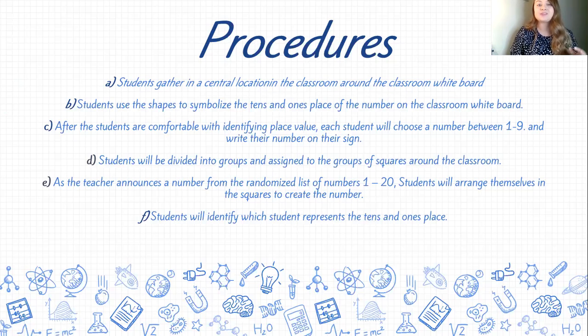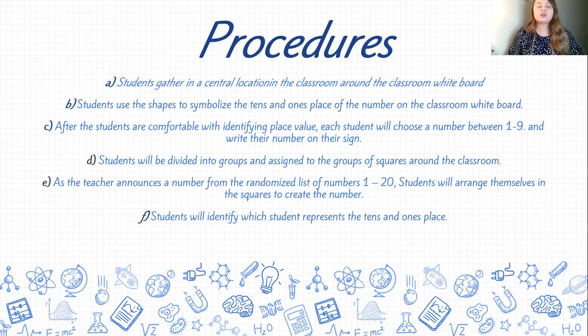As the teacher announces a number from the randomized list of numbers 1 through 20, students will arrange themselves in the squares to create the number, and there will be a diagram of what the square looks like. As seen on our whiteboard example, the number was 14. What the students would do then is that there is a square for tens place and a square for ones place. That's why we need pairs of squares.